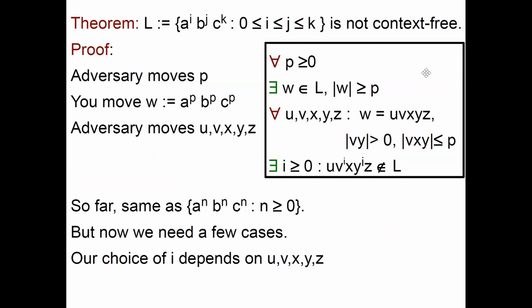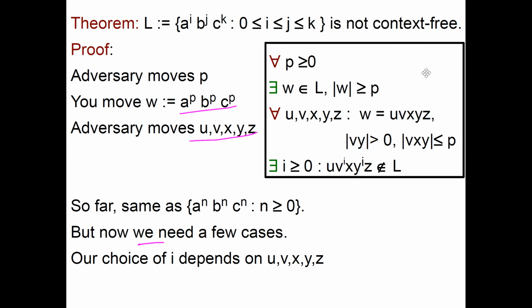Okay, let's see another example. Now we pick A to the i, B to the j, C to the k. We claim this thing is not context-free. The adversary moves p. Again, we pick a decomposition. We pick a string, and we're going to pick the same string as before. And the adversary picks the decomposition. So far, it's the same proof as before.